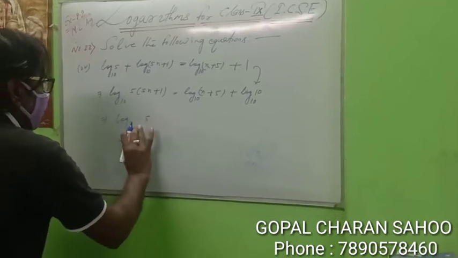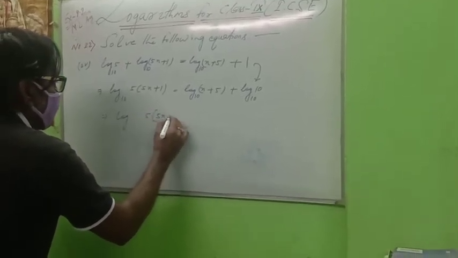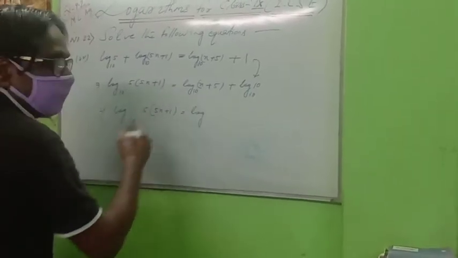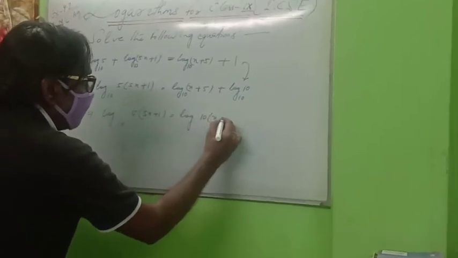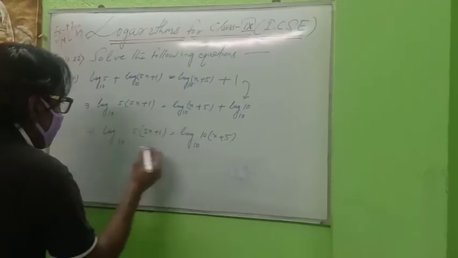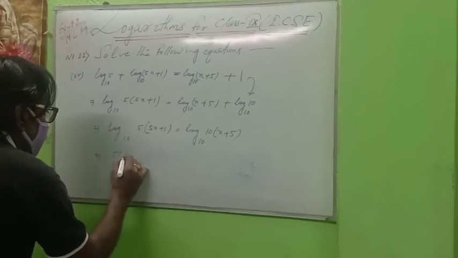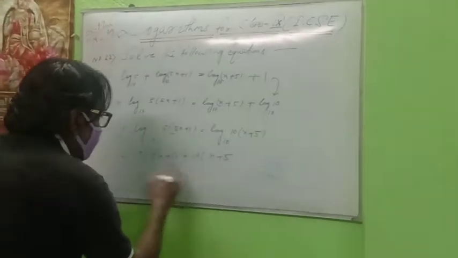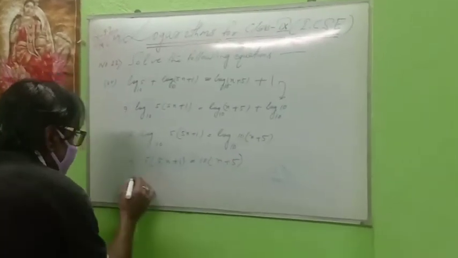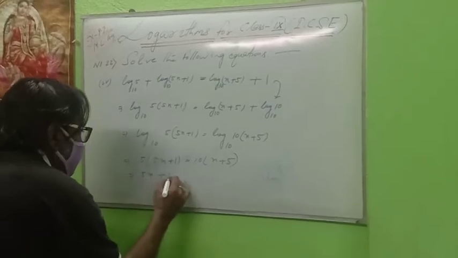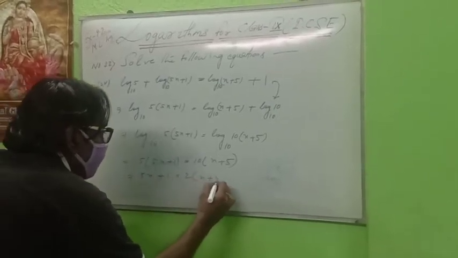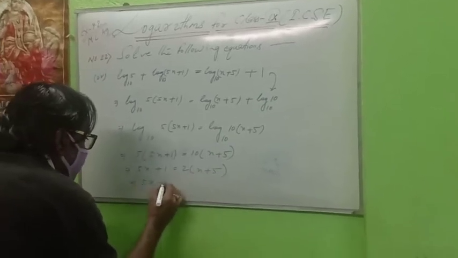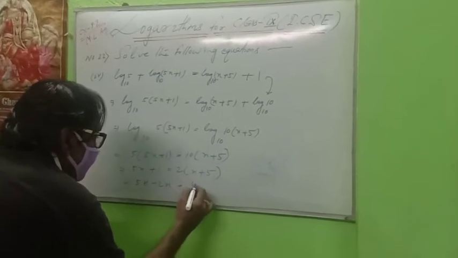Let's keep it like this: 5 whole into (5x + 1) base 10 is equal to 10 whole into x + 5 base 10, since the plus sign given means multiplication. Now comparing both sides, 5(5x + 1) = 10(x + 5). Divide by 5 on this side: 5x + 1 = 2(x + 5). Now this will be 2x; bring this side, 5x - 2x = 10 - 1.